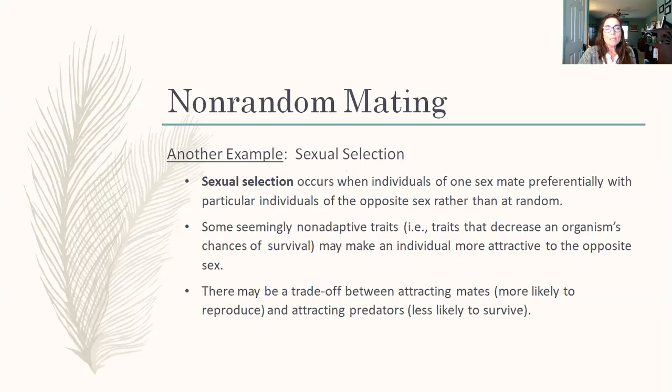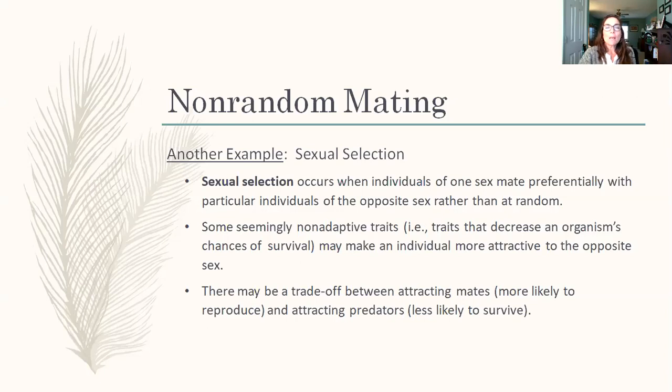Another type of non-random mating is sexual selection, and of course Darwin talks about this in his book. Sexual selection is when individuals of one sex mate preferentially with individuals of the opposite sex. They prefer a certain type of individual, or an individual with a certain phenotype of the opposite sex. They don't just mate randomly.